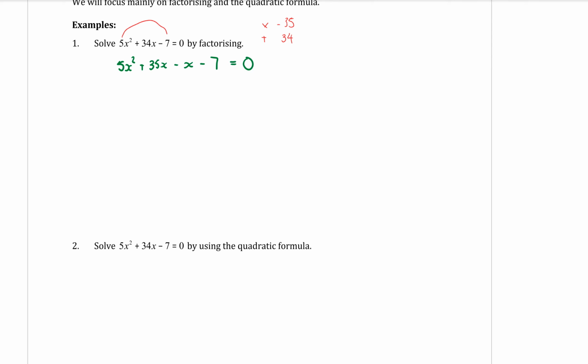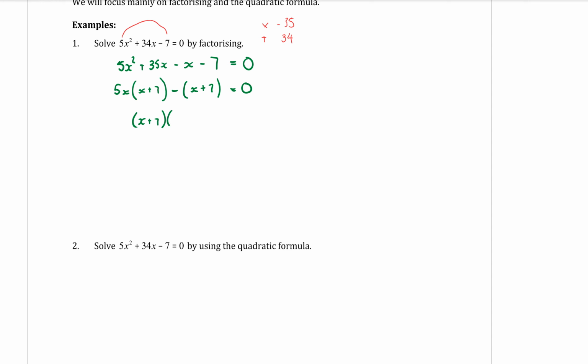Now we have 4 terms, which means we factorize in pairs. So taking the first 2, I can factorize a 5 and an x, which will give me x plus 7. Then the second 2, the third and the fourth, the only thing I can bring out of those is a minus sign. So bring out the minus, x plus 7. Those brackets must be the same for this to work, and they are. So now we can factorize our last step. The x plus 7 is my common factor.